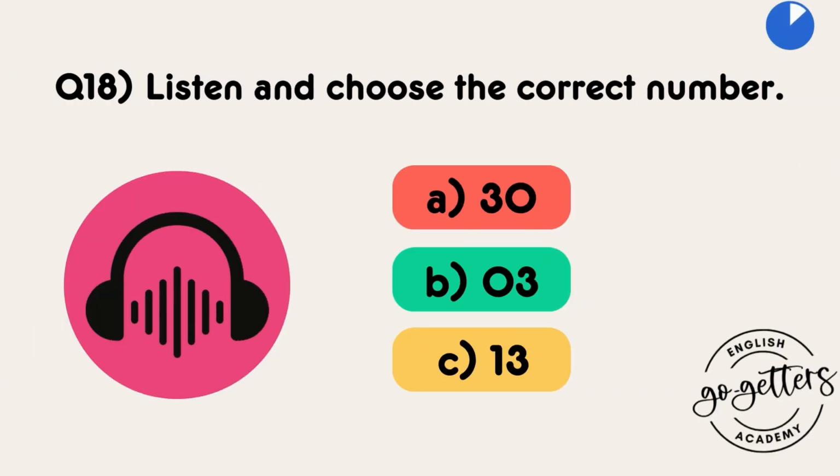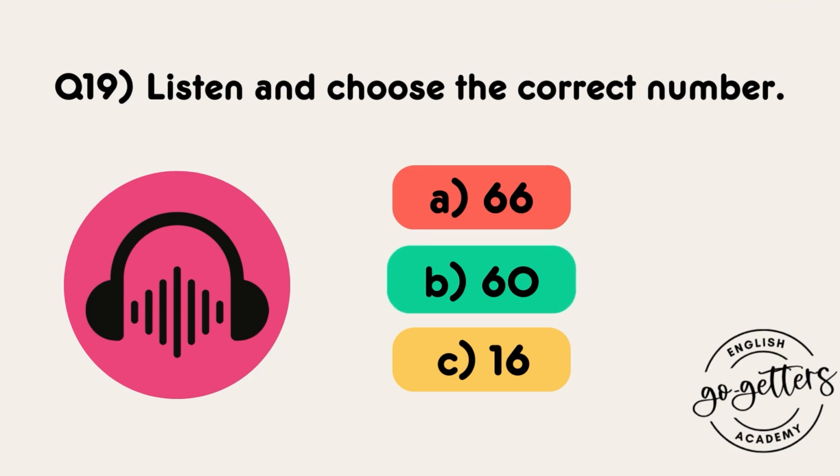Question 18. The number is 30. 30. And the correct answer is letter A, 30. Question 19. The number is 60. 60. And the correct answer is letter B, 60.